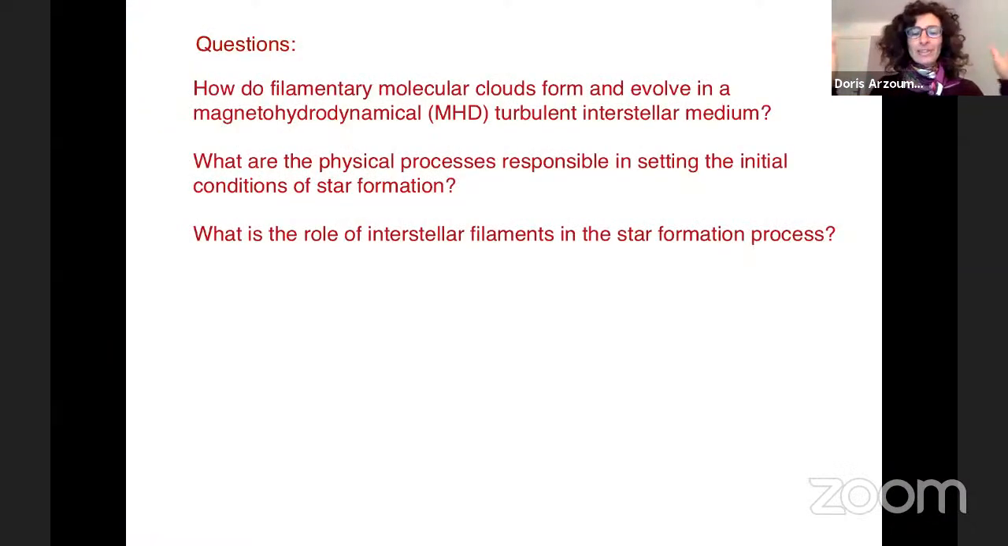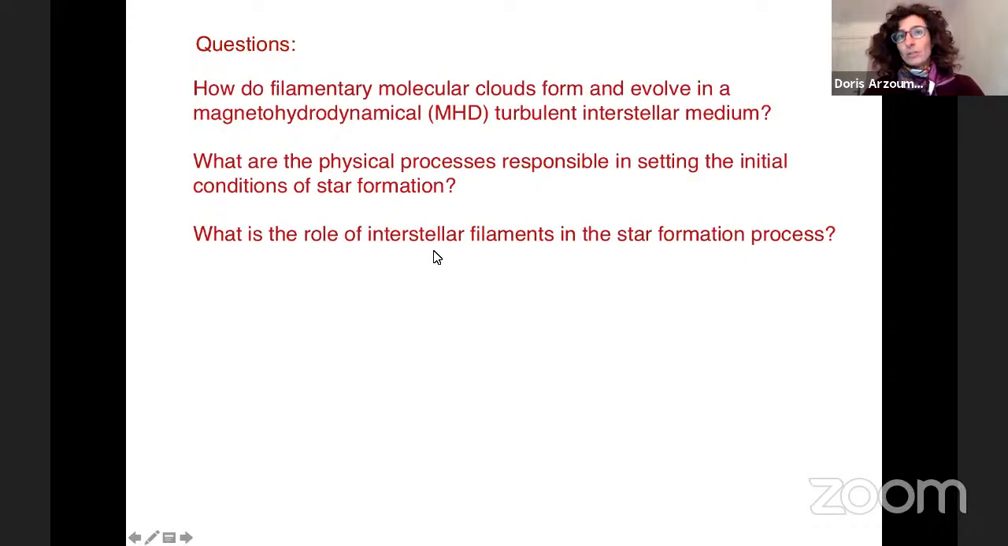So the big question that we are interested in is how these filamentary molecular clouds form and evolve in the interstellar medium, and precisely what the physical processes are that are responsible for the initial condition of star formation. The star formation sequence that I showed earlier is more or less well understood, even though there are lots of details that are not very well described, but the initial conditions are not yet understood: how the filaments fragment and what kind of prestellar cores they will form.